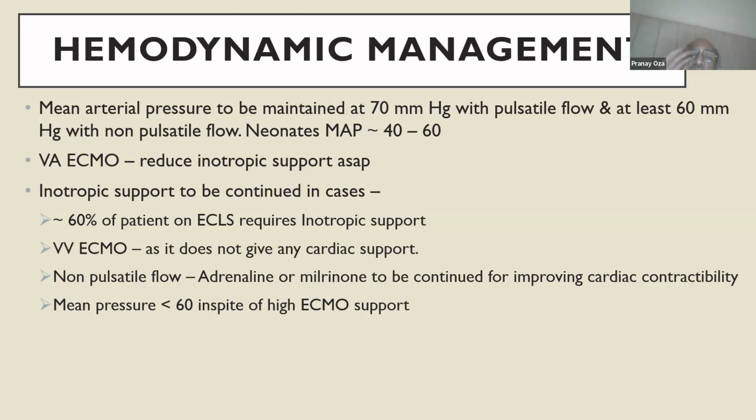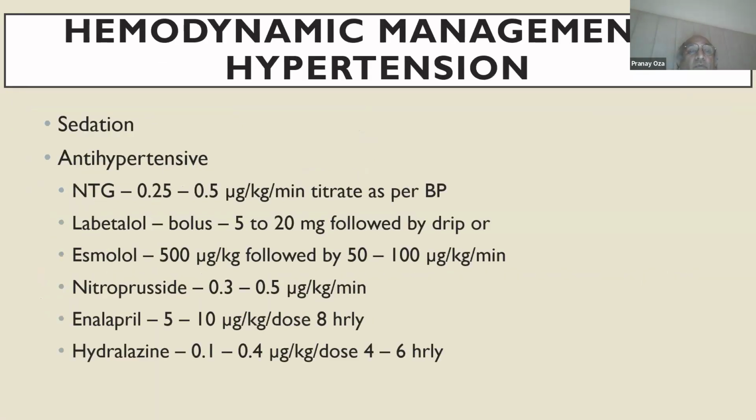Most of the patients still do require some amount of inotropic support. The inotropic score might be 5 or 6 or 10, but they do require some amount of support, both in VA as well as VV ECMO. In VA ECMO to maintain the pulsatility, and in VV ECMO to maintain the cardiac support or output. So that is what is usually required.